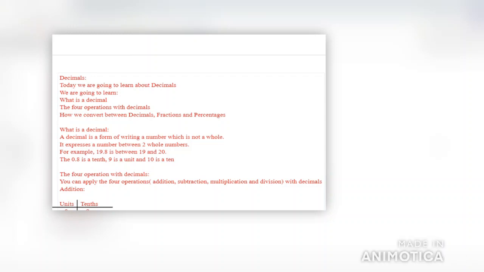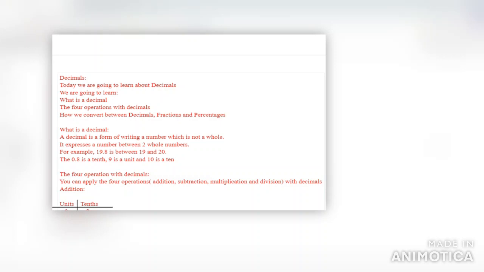Learn about decimals. So what are we going to learn about decimals? We're going to learn what a decimal is, how we apply the 4 operations with decimals, and how we convert between decimals, fractions, and percentages. So first, what is a decimal?